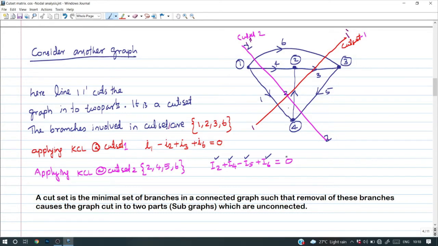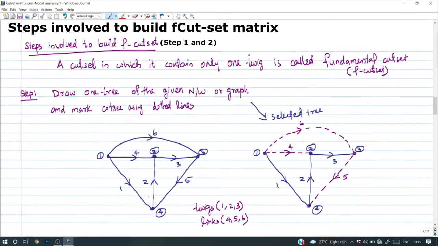So what is a cut set? A cut set is the minimal set of branches in a connected graph such that removal of these branches causes the graph to be cut into two parts. That is, the graph becomes two subgraphs which are unconnected. Basically, a cut set may be a normal cut set or a fundamental cut set. Normal cut set we have already seen. So the graph gets divided into two subgraphs which are unconnected.